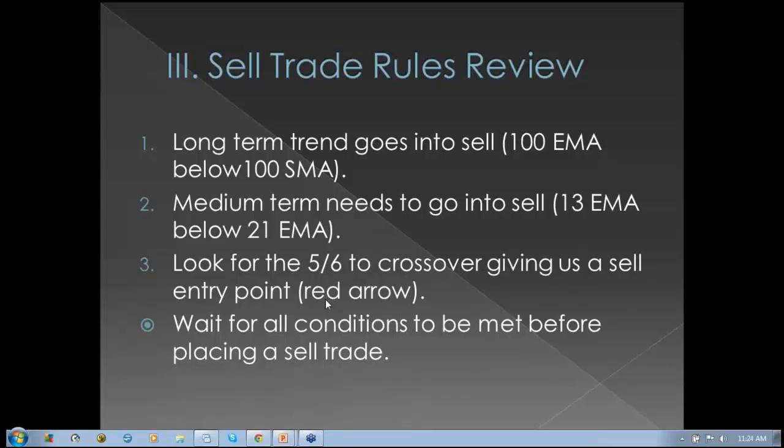The medium term needs to go into sell. The 13 EMA needs to be below the 21 EMA. And the 5 and the 6 crossover needs to give us a sell signal, which is going to appear as a red arrow. And the 5 basically needs to cross below the 6.